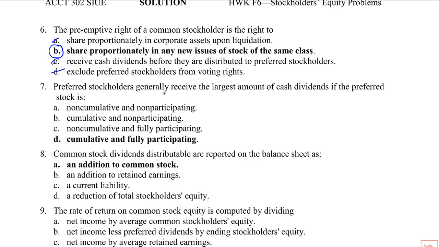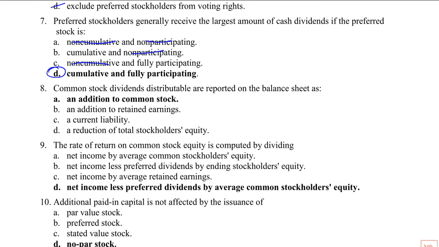Preferred stockholders generally receive the largest amount of cash dividends if the preferred stock is, well, non-cumulative. Anything with non-cumulative, we're going to get rid of. Non-participating, we're going to get rid of as well. So cumulative and fully participating.